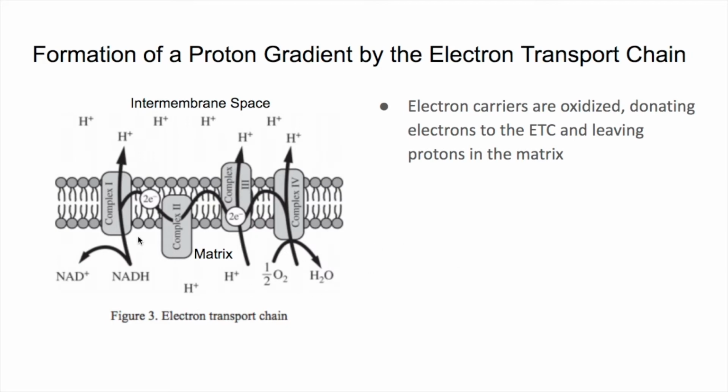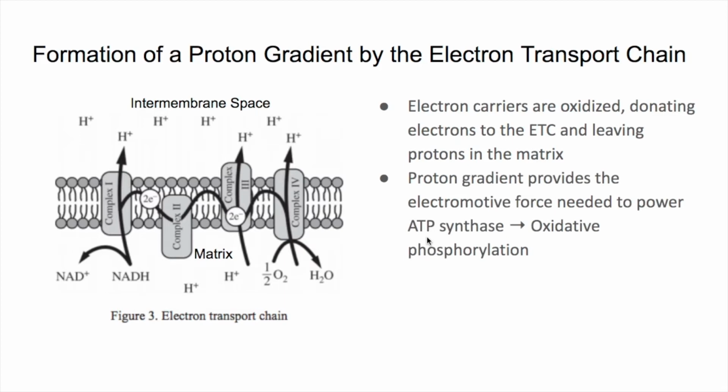At the same time, the electrons from those electron carriers are going to be going down this chain of various molecules embedded in the inner membrane of the mitochondria. And each time these electrons go through, these protein complexes are going to pump protons from the matrix into the intermembrane space, and this is against the concentration gradient.